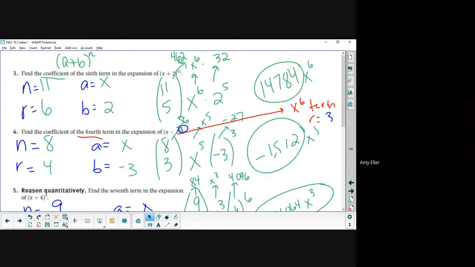If it has an x, you're going to have to count down where that x appears. If it just says find the 7th term, R is 7.